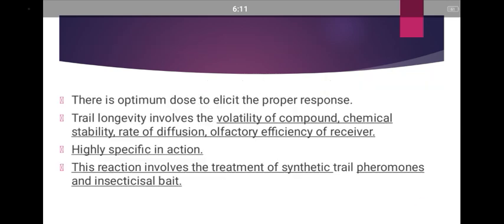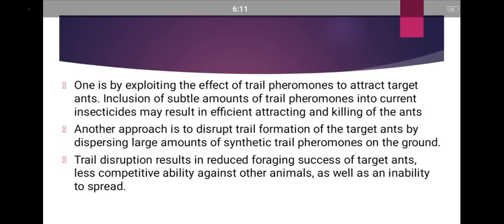There is an optimum dose to elicit the proper response. Trail longevity involves the volatility of compound, chemical stability, rate of diffusion, olfactory efficiency of receiver, highly specific in action. This approach involves the treatment of synthetic trail pheromones and insecticidal bait. One is exploiting the effect of trail pheromones to attract target ants. So inclusion of subtle amounts of trail pheromones into current insecticides may result in efficient attracting and killing of the ants.